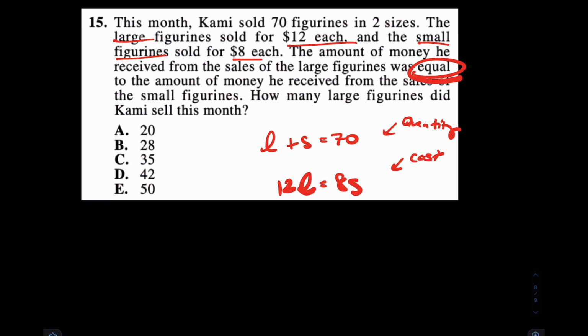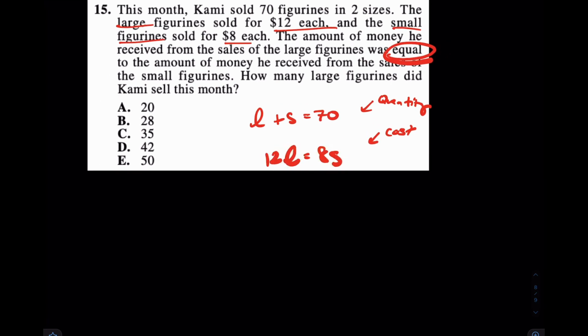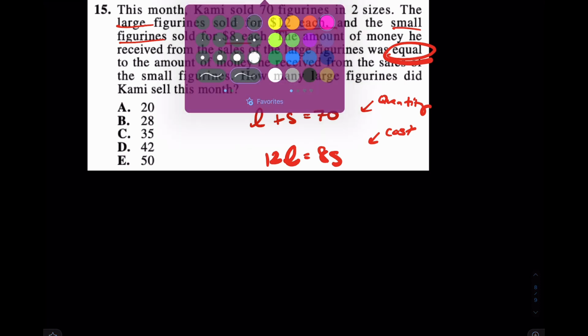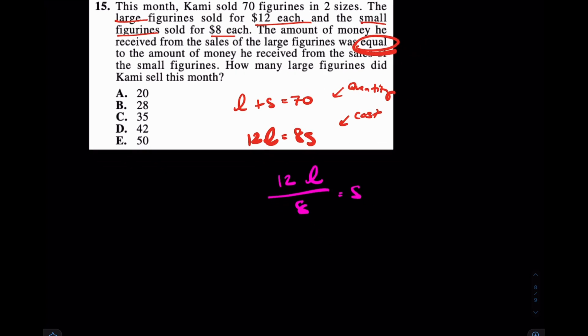I understand that, $12 per large equals $8 per small. And those amounts of money, really, this amount of money should equal that amount of money. That makes sense. At that point, it's asking, how many large figurines did Kami sell this month? Well, let's try to find L. If I'm trying to find L, let's get the S alone. I have 12L over 8 equals S, better known as 1.5L equals S.